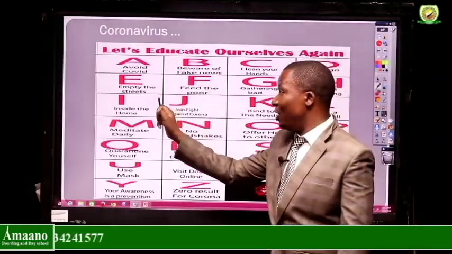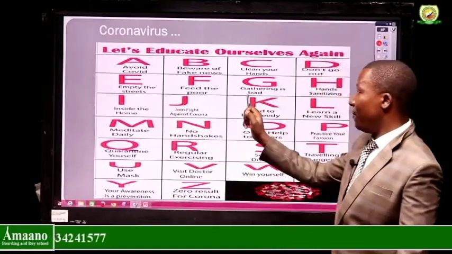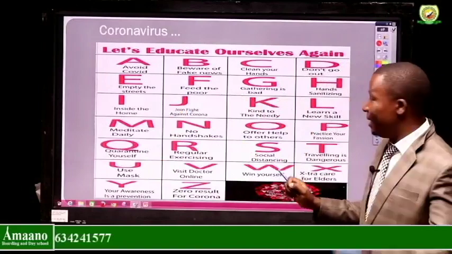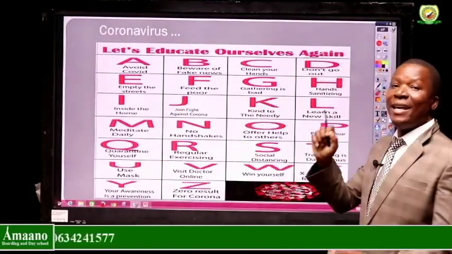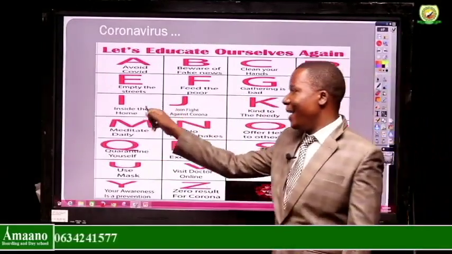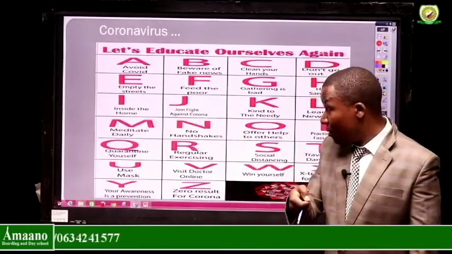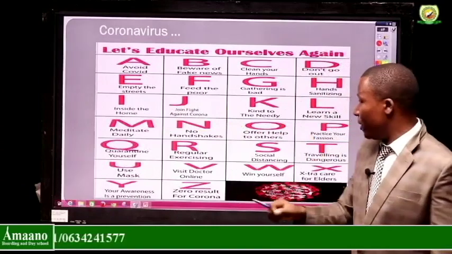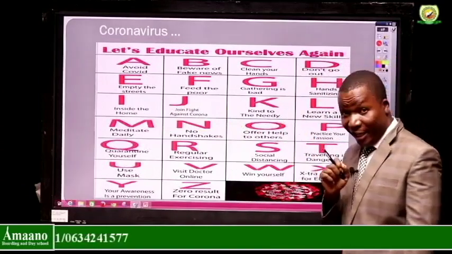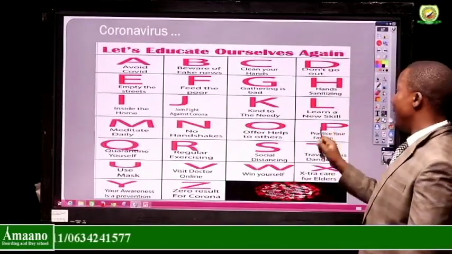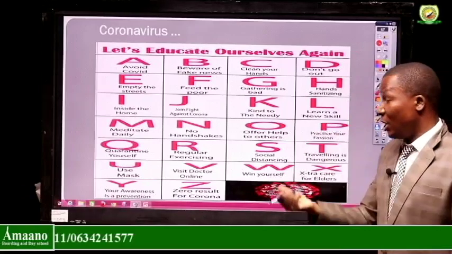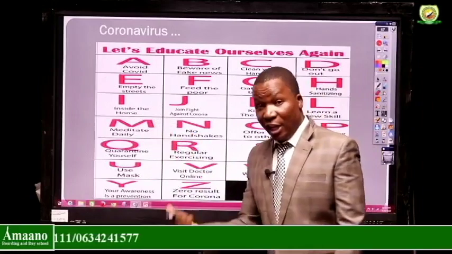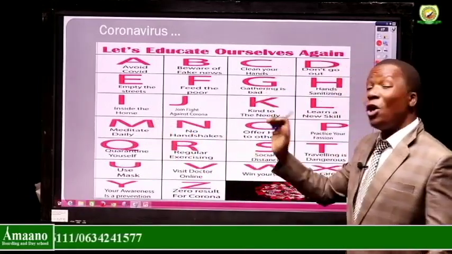E, empty the streets. F, feed the poor. G, gathering is bad. H, hands sanitizing. I, inside the homes. J, join the fight against corona. K, kind to needy, feed them. L, learn a new skill. You are at home, learn something new. M, meditate daily. N, no handshaking.